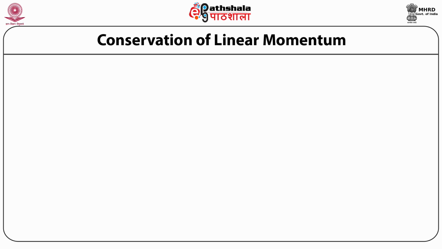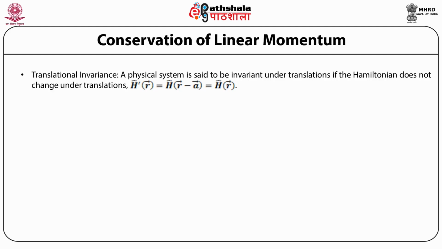Conservation of linear momentum. Now, taking our discussion for the conservation of linear momentum further, let us see how we can get this result from translational invariance. A physical system is said to be invariant under translations if the Hamiltonian does not change under such a translation. That means if we have the Hamiltonian operator H, which undergoes a transformation to the operator H prime under such a translation, then we can define the new Hamiltonian operator H prime as a function of position vector r as operator H as a function of position vector r minus position vector a, and which turns out to be equal to operator H as a function of position vector r. That means that the Hamiltonian operator remains invariant under such a translation.